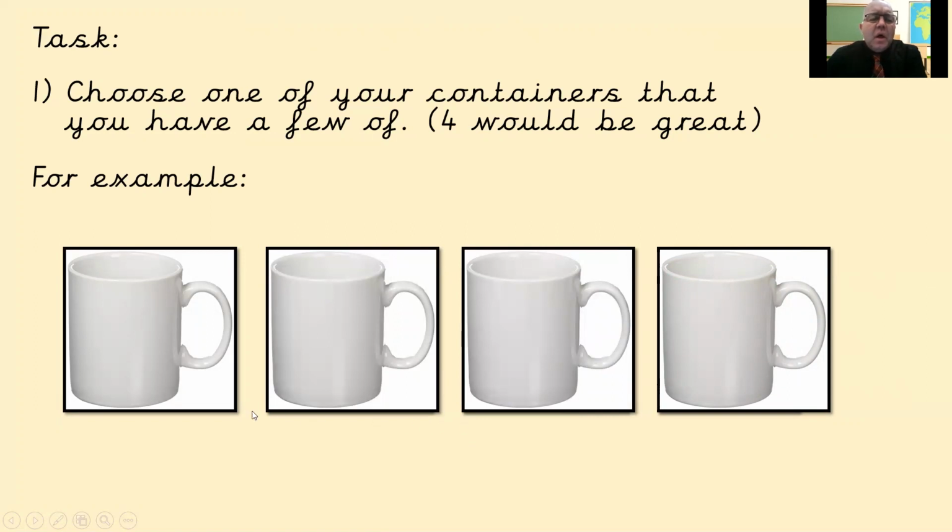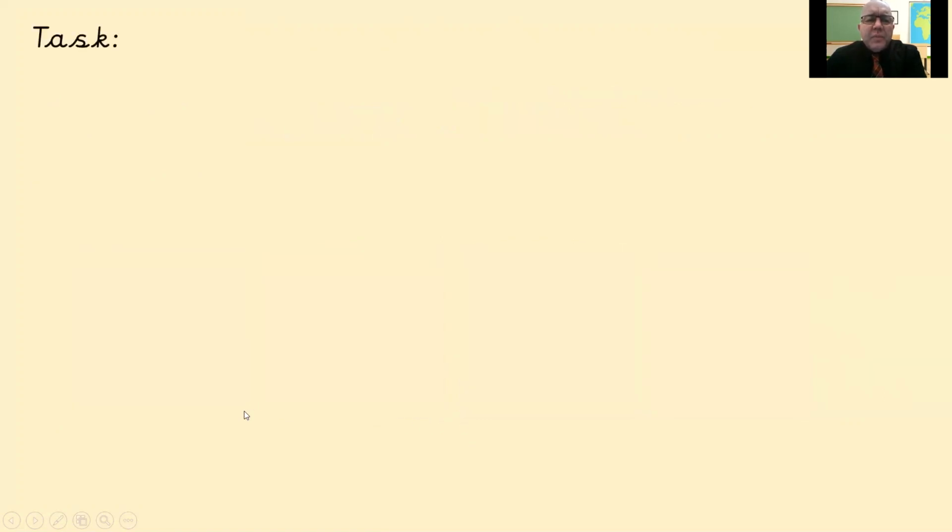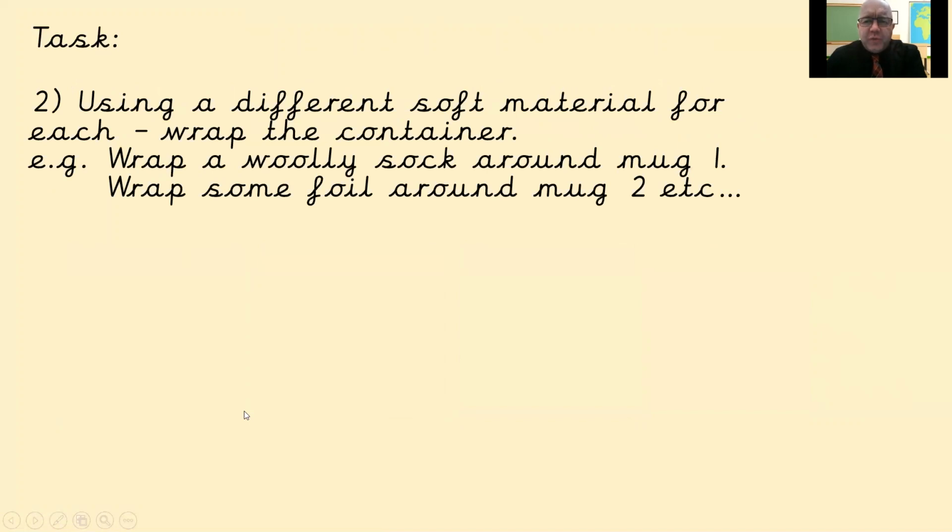Okay. And what I need to do now is to use different soft materials to wrap each of those containers. So you're creating a jacket, an extra layer to hopefully keep your water warmer for longer. So a couple of examples there. Maybe get a woolly sock and wrap it around your mug. That could be one example. Another example, maybe tin foil and wrap that around the mug.